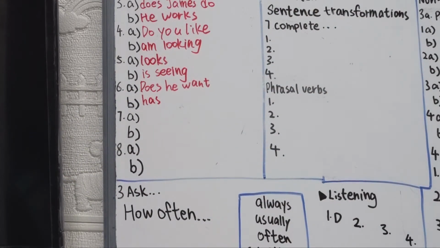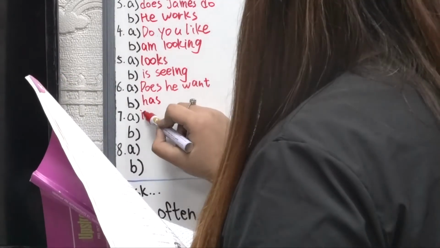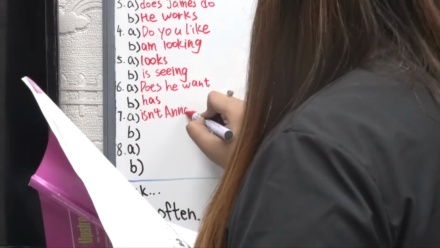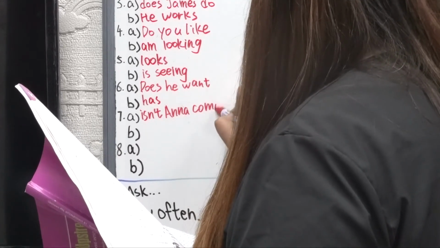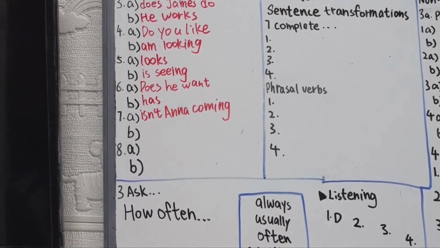Alright, next one. Why not Anna come to work these days? Is she ill? Not Anna come becomes these days. These days. So that's why we use present continuous tense. Why isn't Anna coming to work these days? Is she ill?